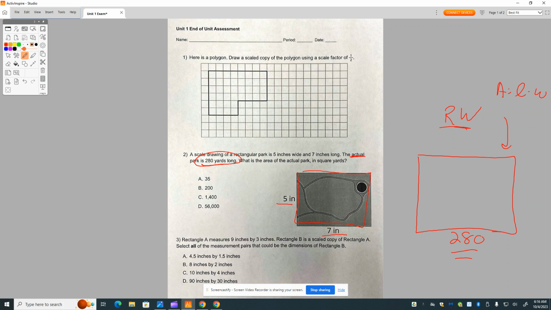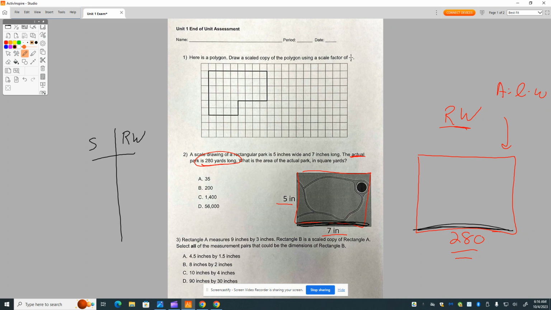Well, I know what the length is, but what would the width be? Now, this is where we could draw a table to help us out. If I draw a table with my scaled values to the left and its corresponding measurements of my real world to the right, I could go ahead and see if I have any corresponding parts that correlate. For instance, notice that these are two corresponding parts. That means that 7 inches corresponds to 280.